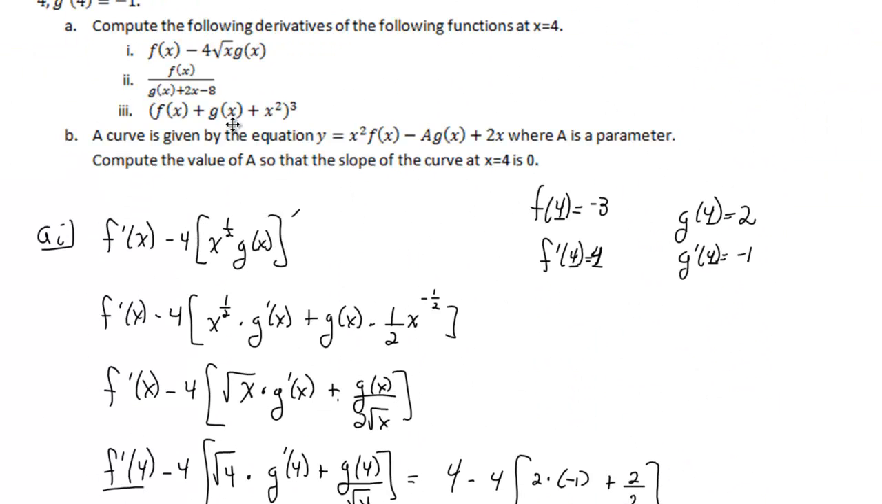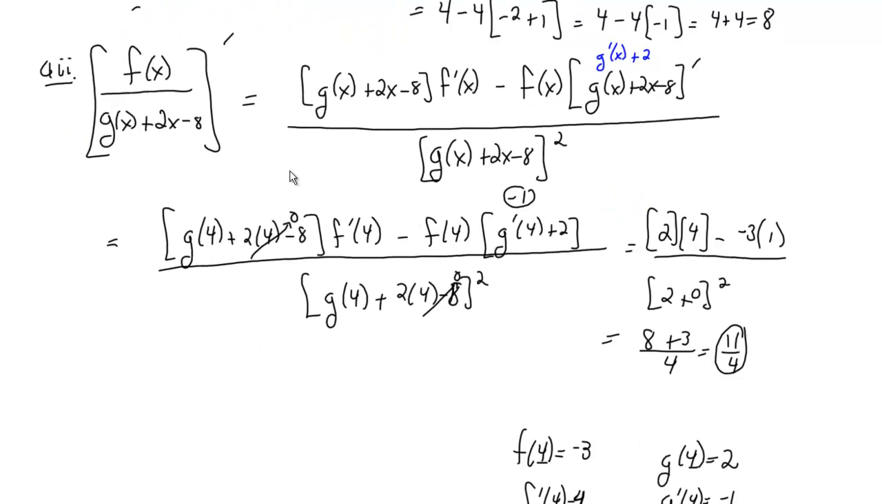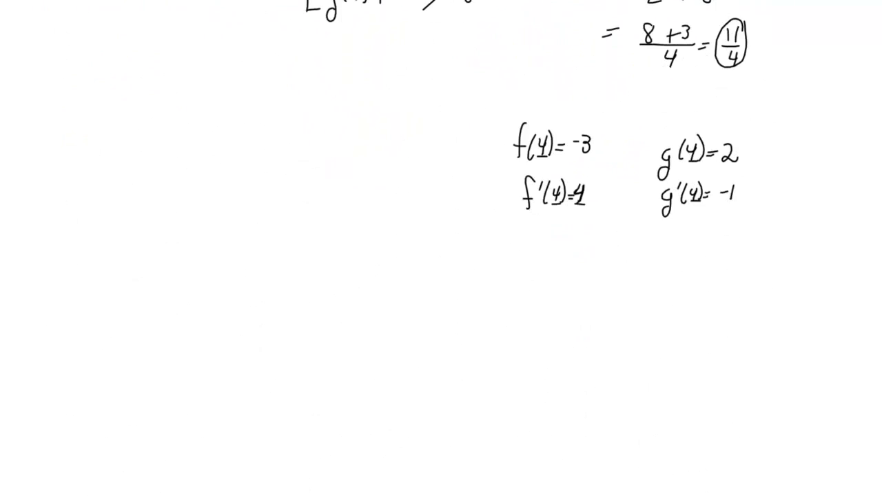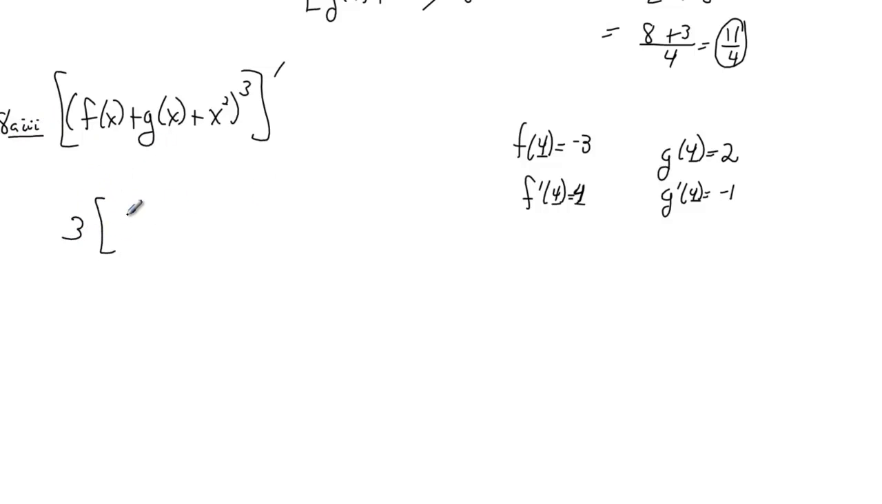So now we're going to take the derivative of f of x plus g of x plus x squared, all to the third power. So we have to find the derivative of f of x plus g of x plus, what was that? I think x squared, all to the third power. So hopefully we recognize this is actually going to be a chain rule question. So we're going to bring our 3 down as a coefficient. So here we're going to have 3 times the inside.